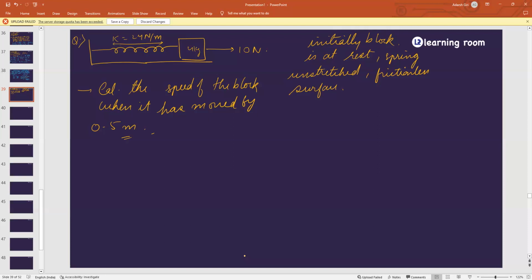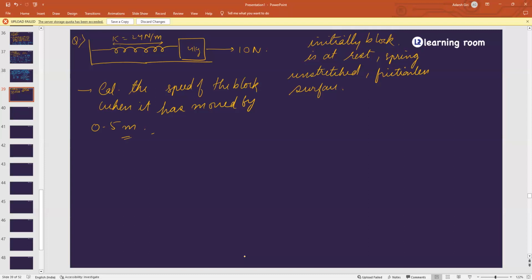But in this question, surprisingly, you don't have to equate the kinetic energy and the spring energy. Why? Because the kinetic energy and the spring energy are not interrelated. They are not exchanging their energies. They both are getting the energies from the force that has been provided. Say yes or no.